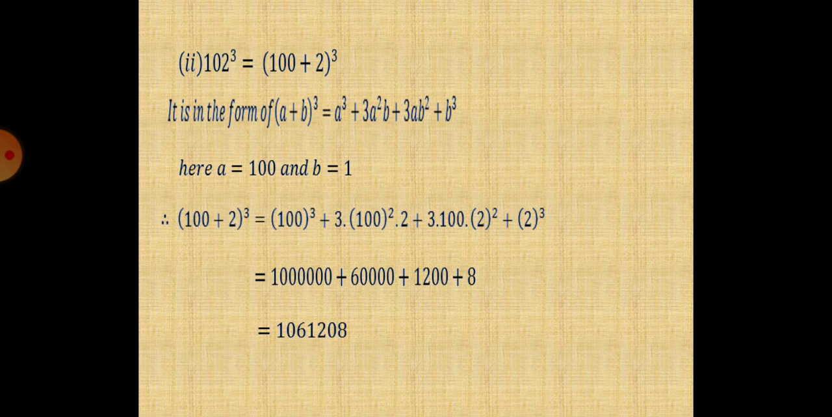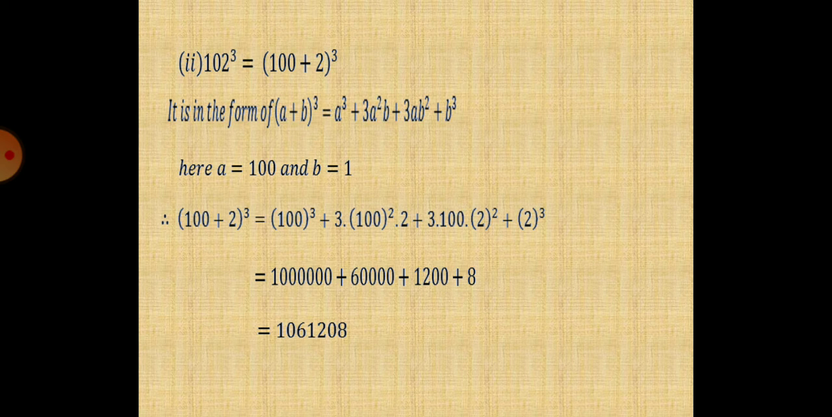Again, we have to substitute 100 in place of a and 2 in place of b, children. By mistake, I have written here b is equal to 1. You should write here b is equal to 2. So 100 plus 2 whole cube is equal to a cube means 100 cube, plus 3a square b means 100 square into 2, plus 3ab square means 3 into 100 into 2 square, plus 2 cube.